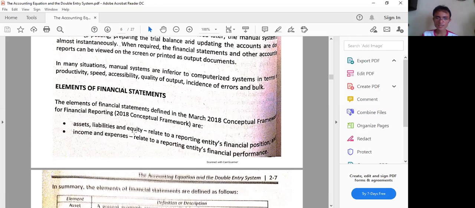Assets, liabilities, and equity relate to the reporting entity's financial position. On the other hand, if we talk about the performance, meaning the result of operations, whether profit or loss, whether we are profitable or not, we talk about income and expenses. So these are the 5 accounting elements or values.